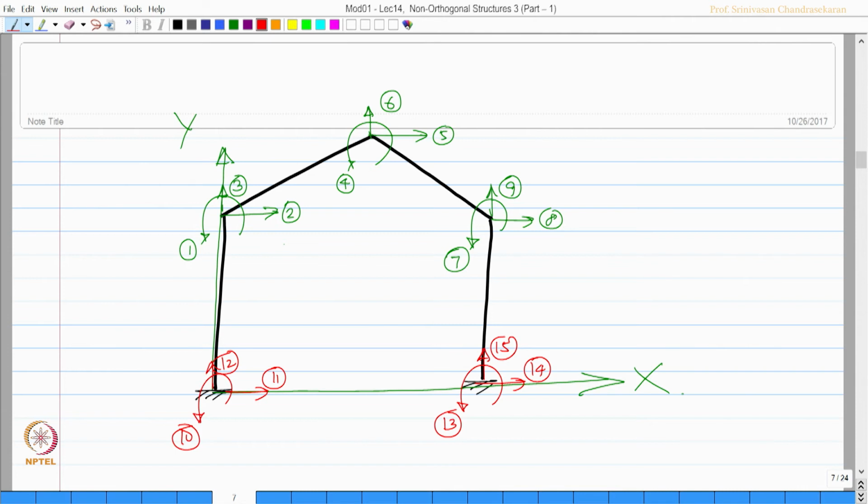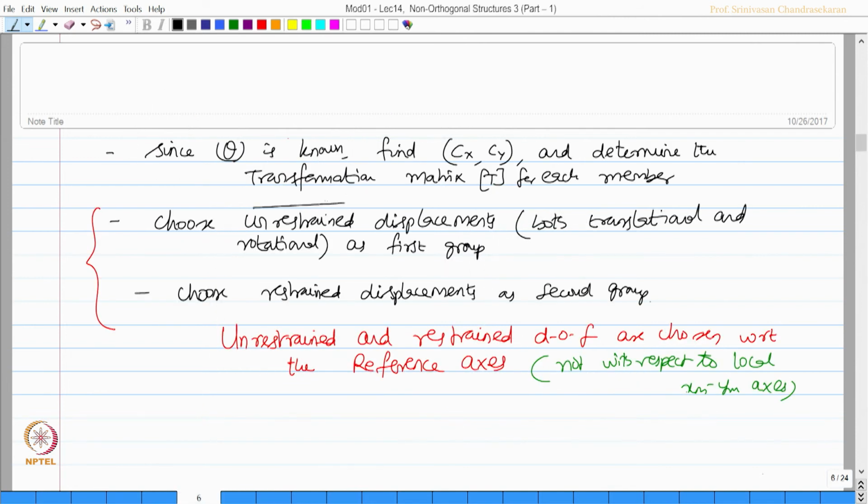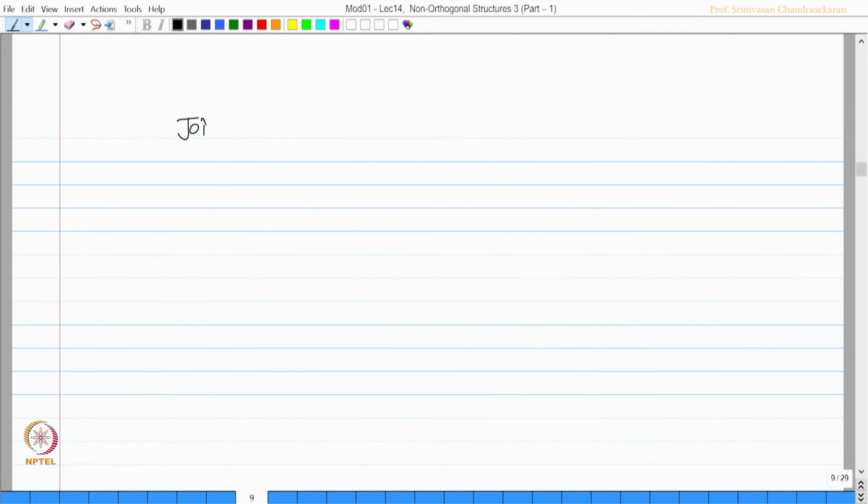While marking them, please note that my x and y displacements, which are unrestrained displacements and restrained displacements, are all oriented with reference to the reference axis, but not with reference to the local xm or ym axis. It is very important. So, you must choose the unrestrained and restrained degrees of freedom in such a manner that they are marked with respect to the reference axis. That is how it is done. Joint loads should be computed.